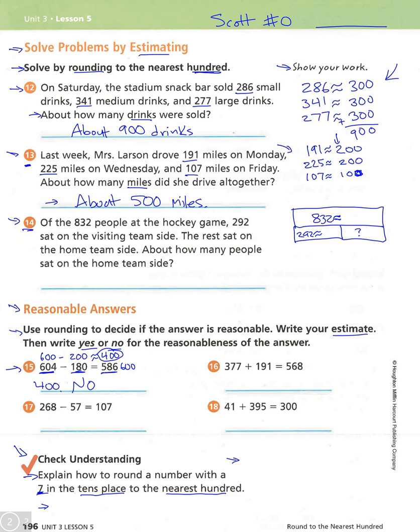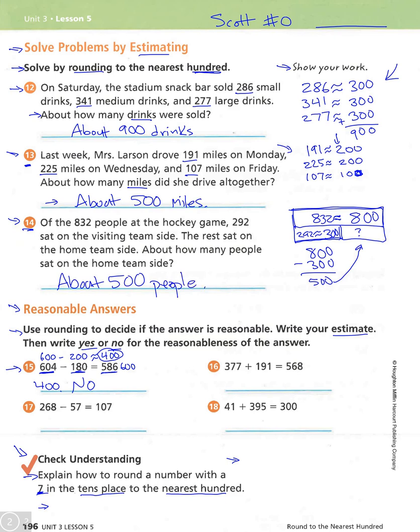All right. Number 14. So remember, we took that 832. That was our total. This is the one that we had to find the missing addend, really. So 832 becomes just 800. 292 becomes 300. So now all I'm doing is going, what's 800 minus the 300? And then that will give me this amount. So that is 500. So about how many people? About 500 people. All right.